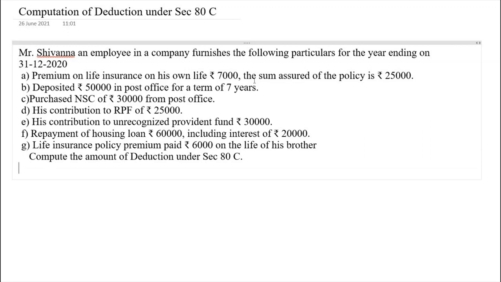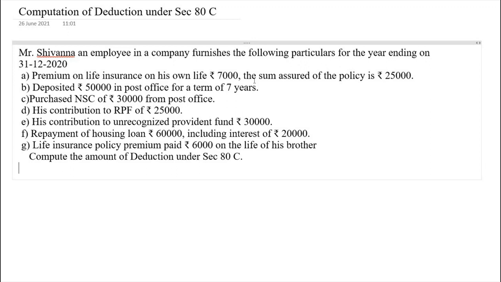So this is a simple problem here. First, let's have a discussion. Premium on the life insurance policy of his own life is rupees 7,000. The sum assured of the policy is rupees 25,000. Of course, this is the premium paid on own life, so it qualifies for a deduction under section 80C. But one thing we should keep in mind is that the premium paid shall not exceed 10% of the sum assured. As the premium exceeds 10% of the sum assured, we should take only 10% of the sum assured in this problem.